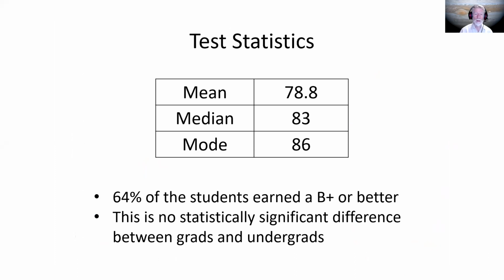I also wondered, because this class is about half graduate students and half senior undergrads, are those undergrads any better than the graduates? The answer to that is no. There's no statistically significant difference between the two. The difference between the means is quite small, much smaller than the standard deviation. So at almost any level of statistical significance, you can't see any difference.